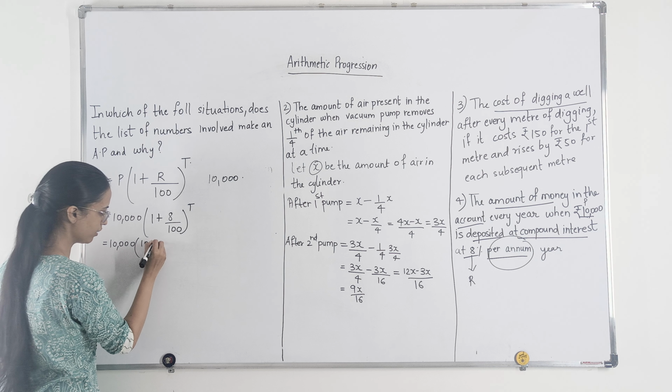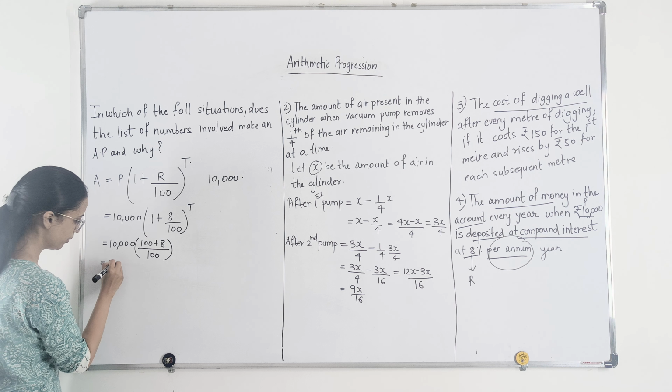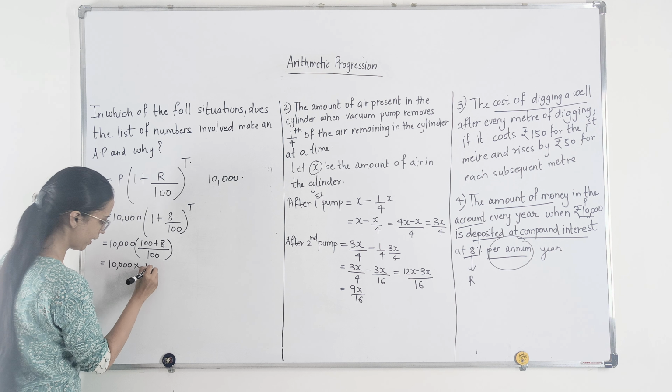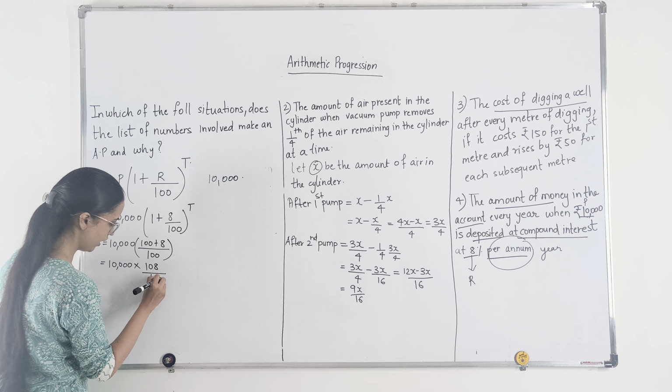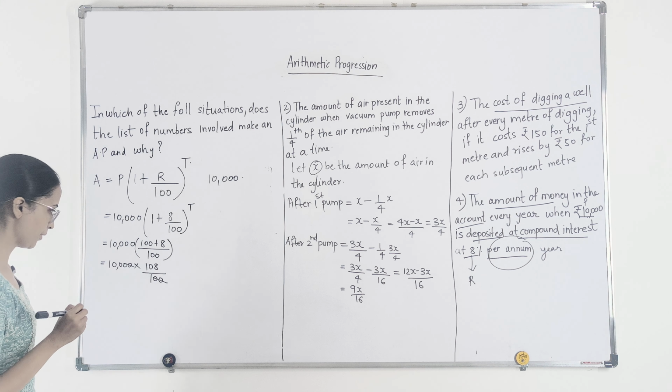100 into 1 is 100 plus 8 upon 100. So that is equal to 10,000 multiplied by 108, the whole upon 100. 2 zeros from here get cancelled, 2 zeros from here get cancelled, and now we get 10,800 as the value. So your principal amount after the end of 1 year becomes 10,800. So now the next amount that you get is 10,800. अभी ऐसे ही you are going to calculate for T equals to 2.